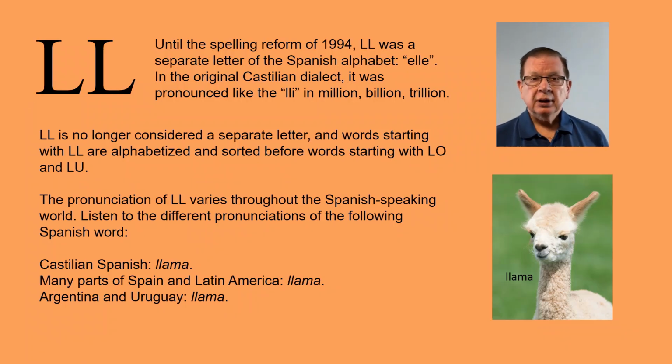Double L. Until the spelling reform of 1994, double L was a separate letter of the Spanish alphabet, Elle. In the original Castilian dialect, it was pronounced like the LLI in million, billion, trillion. The double L is no longer considered a separate letter, and words starting with LL are alphabetized and sorted before words starting with LO and LU.